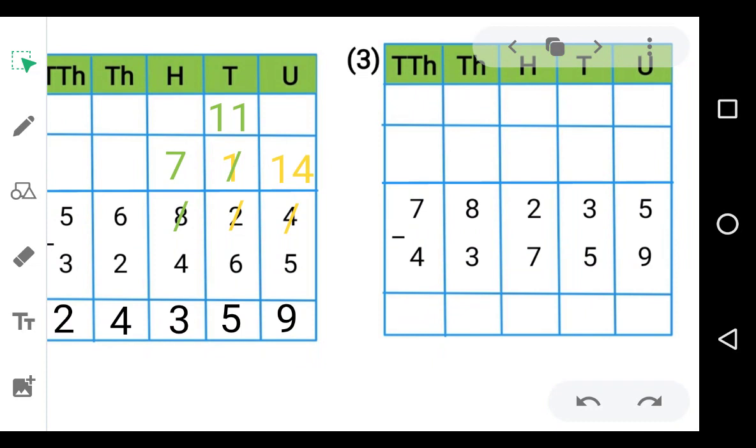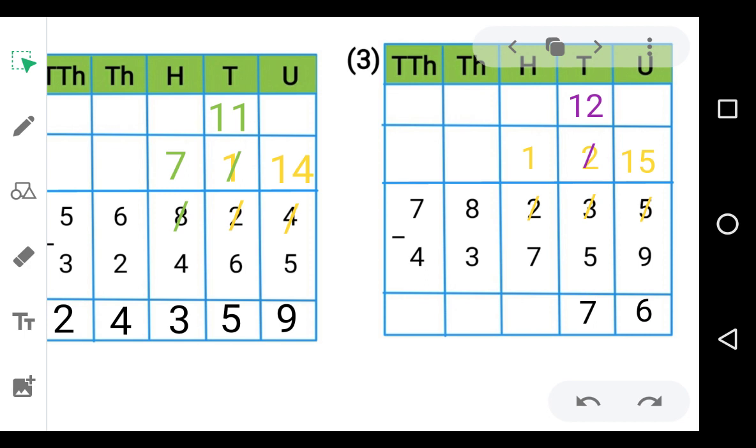So borrow 1 from the tens place. At the tens place 3 will be 2, and at the unit place 5 will be 15. 15 minus 9, 6. Now at the tens place we cannot subtract 5 from 2. So borrow 1 from the hundred place. At the hundred place 2 will be 1, and at the tens place 2 will be 12. Now 12 minus 5, 7.